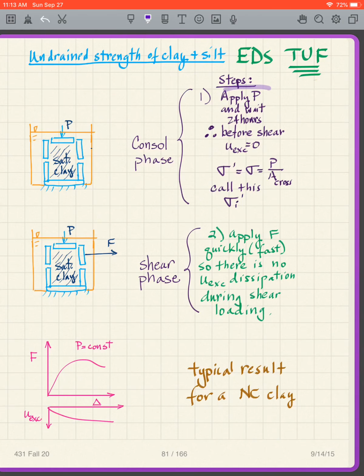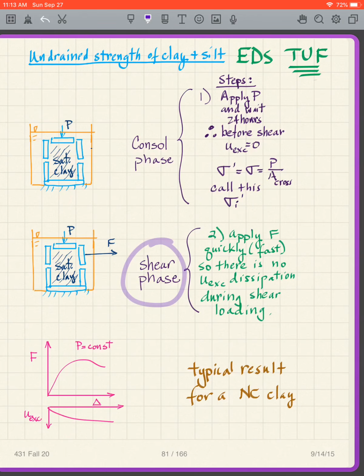So in other words, we apply the P and wait 24 hours, for instance, for all the excess pore pressures to dissipate. So therefore, before shearing, the excess pore pressure is zero. And our sigma prime then is equal to sigma, which is simply P over the cross-sectional area. And we call this sigma prime I, the initial effective stress. I'll be calling it sigma prime I.